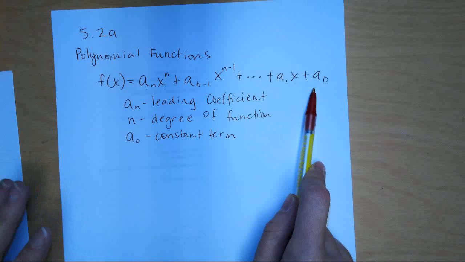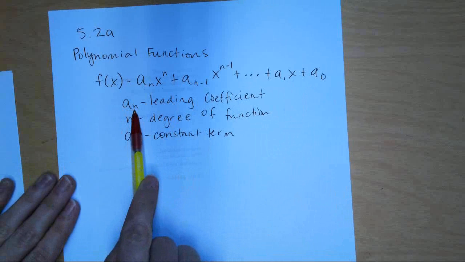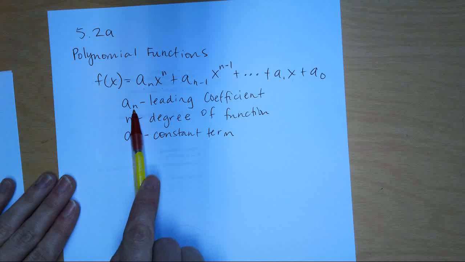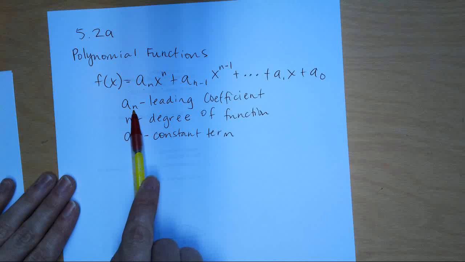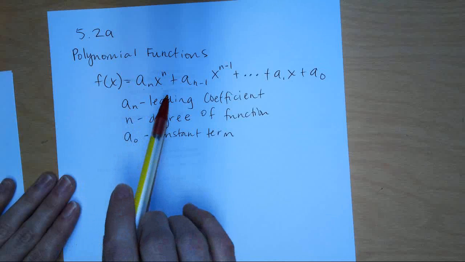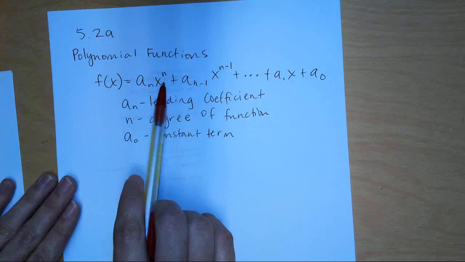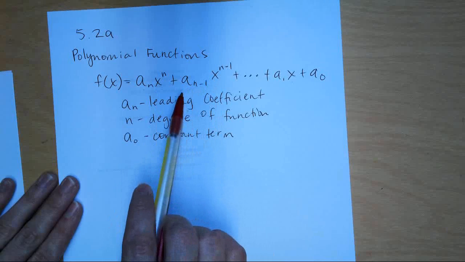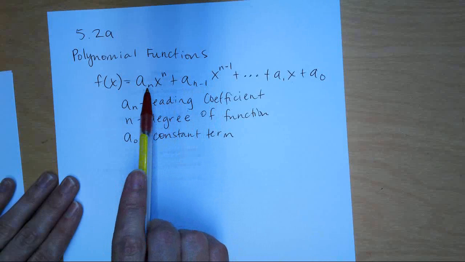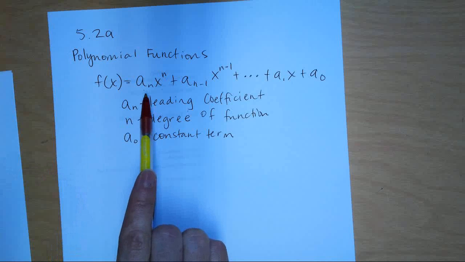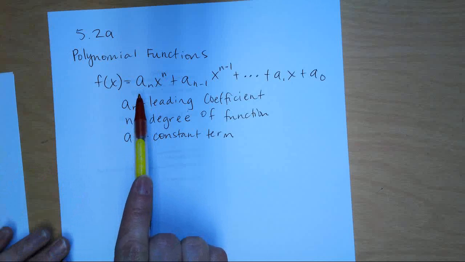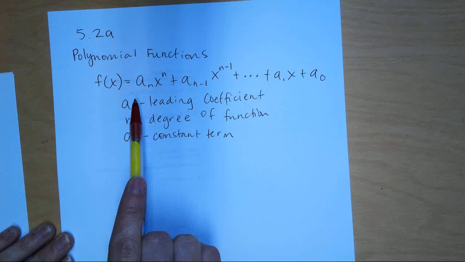Here's the important thing to know. A sub n, the number that's in front of the highest power of x, is called the leading coefficient. You need to know that. It's going to come up time and time again. So the number in front of the highest power is the leading coefficient. Now, technically I could write these out of order. So it's not necessarily the first number, which some students like to just jump to. But it's only the first number if they're in order by power.